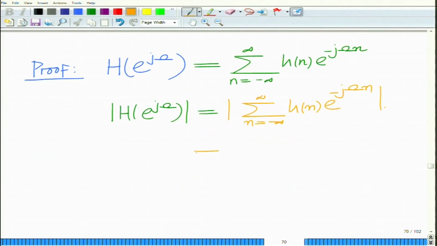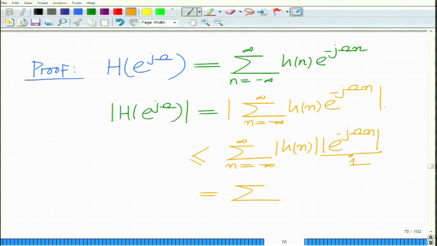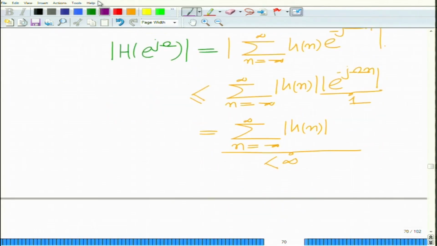Now, the magnitude of a sum is less than or equal to the sum of its magnitudes. So this is less than or equal to the summation over n equals minus infinity to infinity of the magnitude of h[n] times the magnitude of e^{-jωn}. Now, this quantity, the magnitude of e^{-jωn}, is 1. So this is the summation of the magnitude of h[n], which we know, since the system is BIBO stable, is less than infinity, that is, this is a finite quantity.